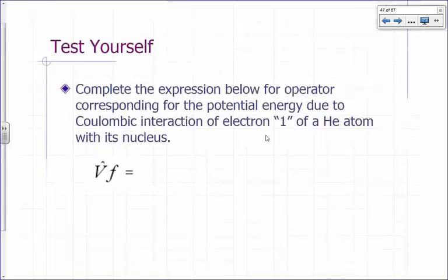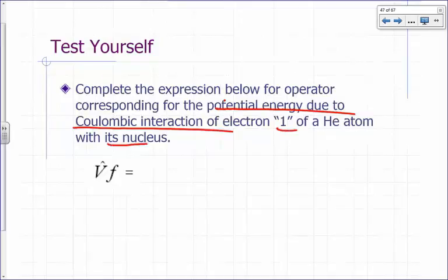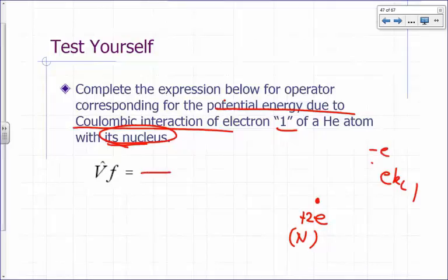All right. What is the complete expression for the operator corresponding to the potential energy due to Coulombic interaction? Coulombic interaction means electrostatic interactions, of electron 1 of the helium atom with its nucleus. What's the charge of the helium nucleus? How many protons in the nucleus? So the charge is plus 2e. For the electron, let's call this electron 1, what's the charge? Negative e.